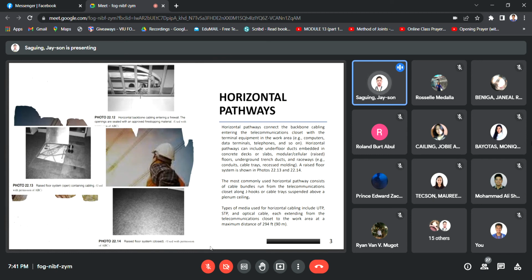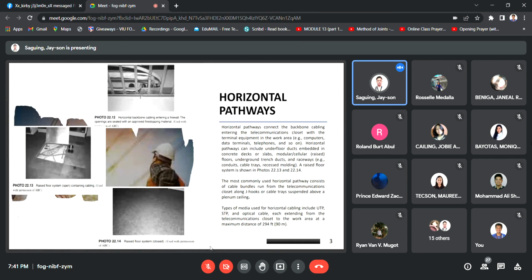The most commonly used horizontal pathway consists of cable bundles run from the telecommunications closet along J-hooks or cable trays suspended above a plenum ceiling. Once a work area is reached, the cabling fans out and individual cable drops through interior walls, support columns, or chassis, eventually terminating at the telecommunications outlet.